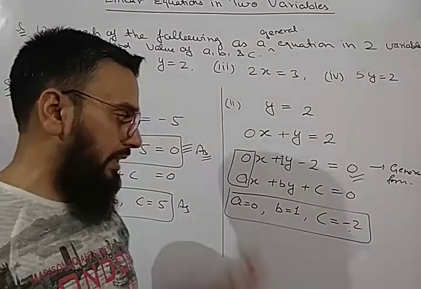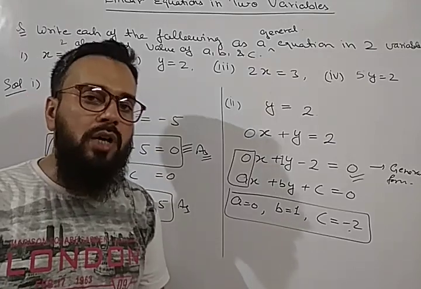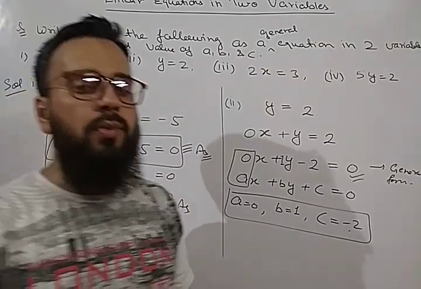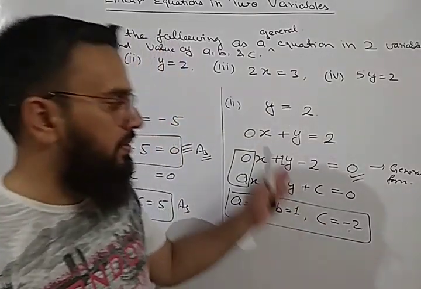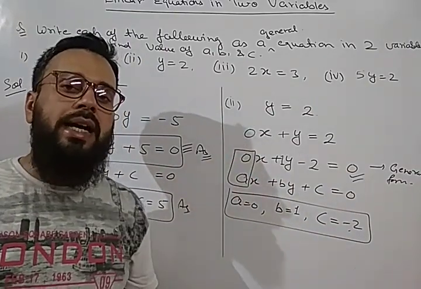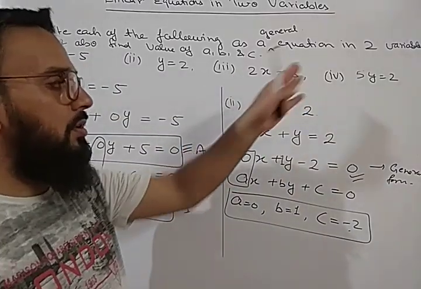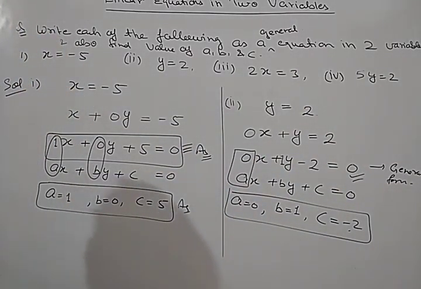Clear? So in this way you can solve the questions when we have given only one variable, but we have to convert the equation into general form of linear equation in two variables. Then we will take that variable which is not given with multiplication of 0 and we will get the equation in the general form. Okay, now solve third part and fourth part.